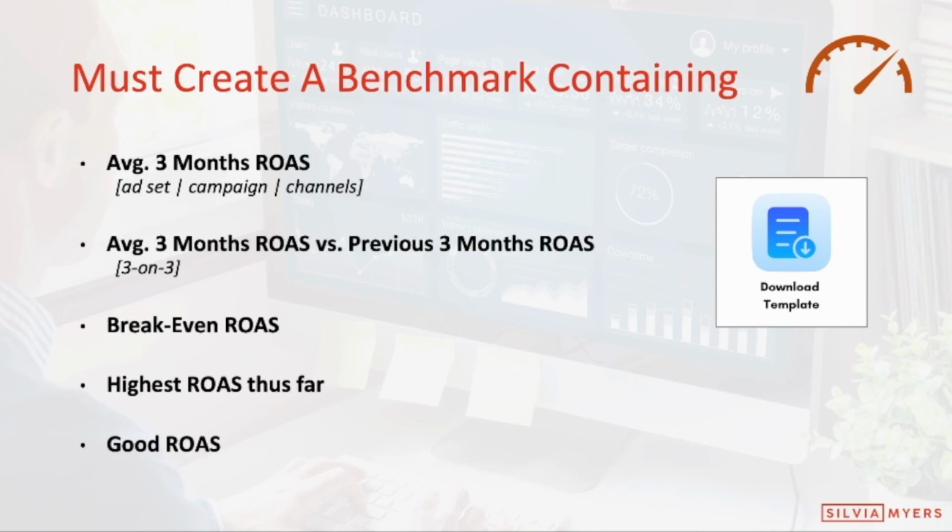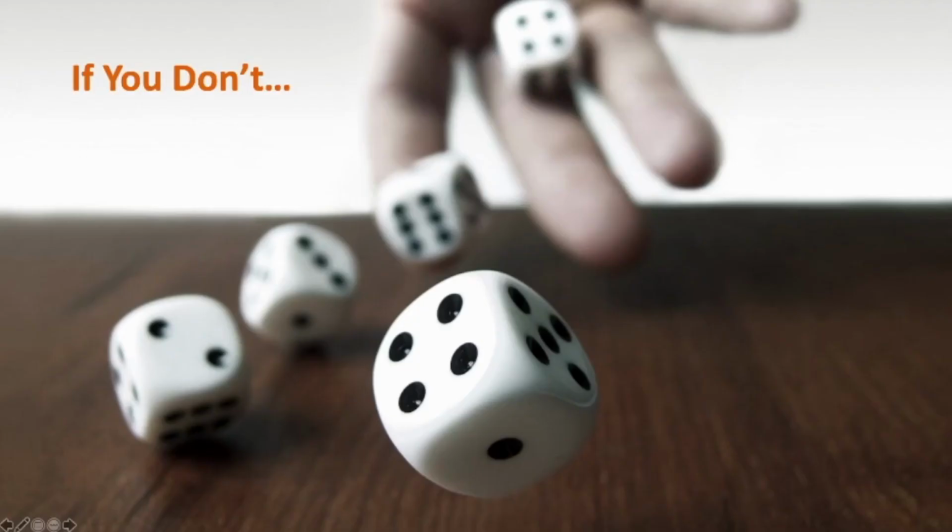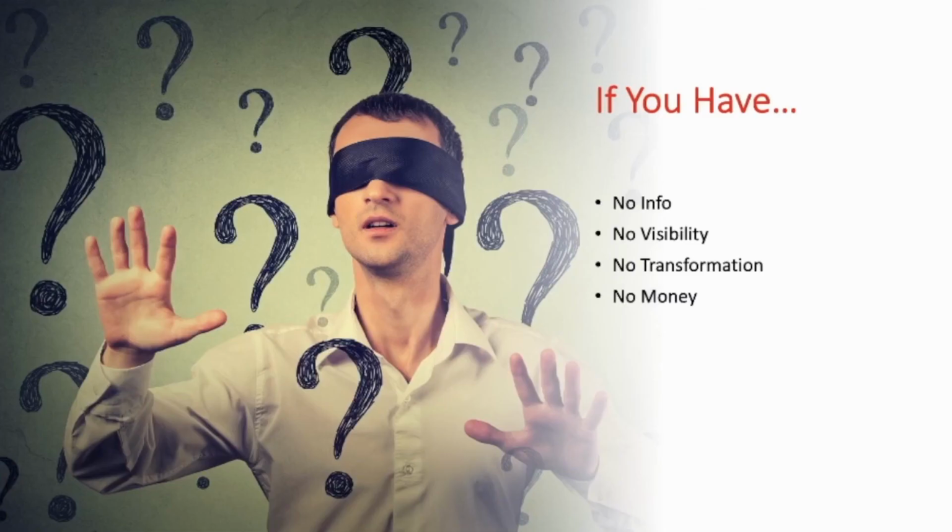So make sure you collect your store information and calculate your break-even ROAS over the next day or so, and please do this properly, guys. Do this properly. It's not for me, it's for you. And as I said, I'll give you a template to make it easy for you. If you don't do this and you don't have any systematic measurements in place, honestly, that's like reverting back to gambling. If you have no information, you don't have any visibility, which means you don't have the power to transform your store, and it will be very, very hard for you to make money.